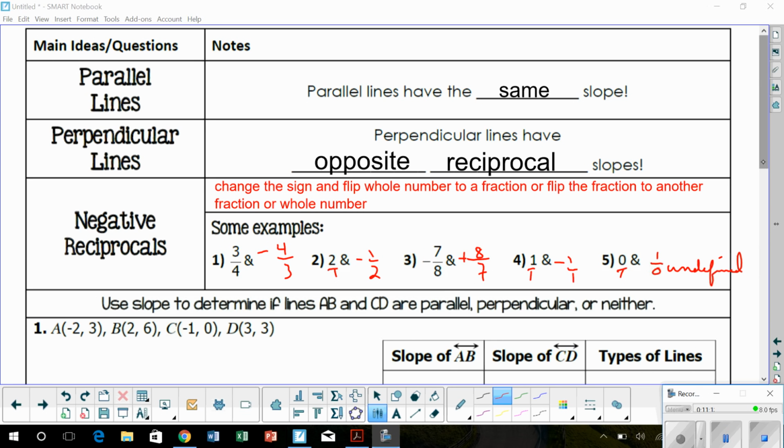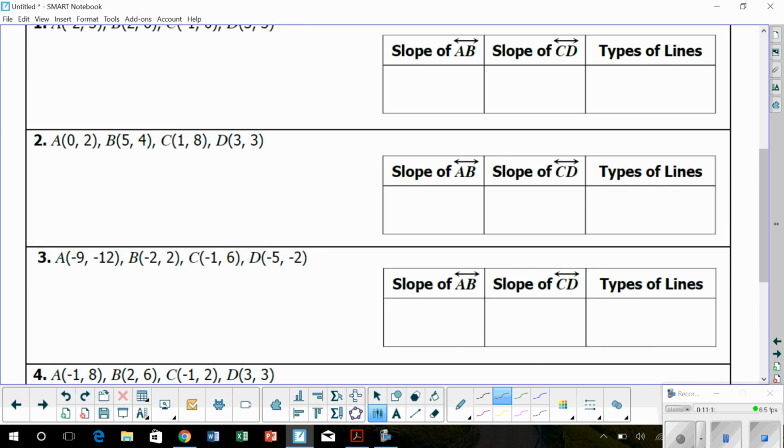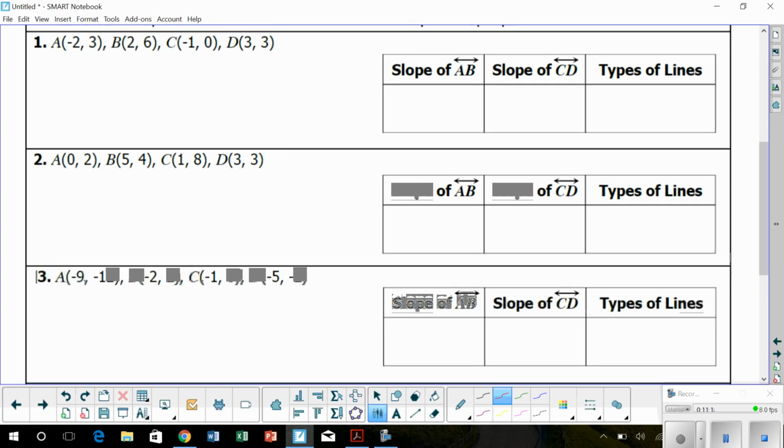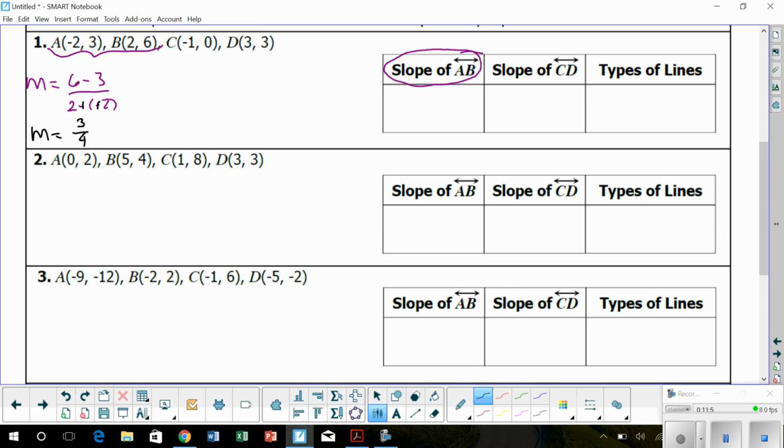Okay, so if we're looking at the first one right here, it wants a slope of line AB. That means you're going to use these 2 points right there. So it's going to be m equals 6 minus 3 over 2 minus negative 2. So this becomes positive, and we get m equals 3/4. So that goes here.